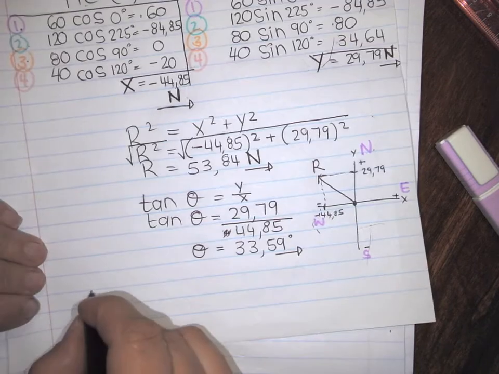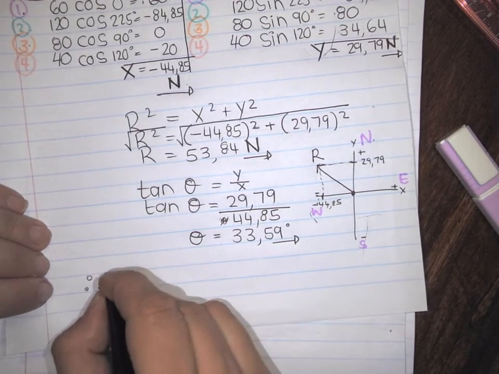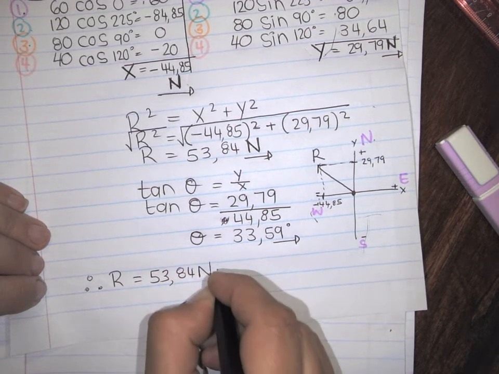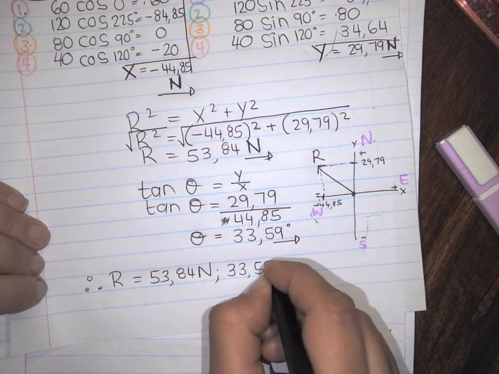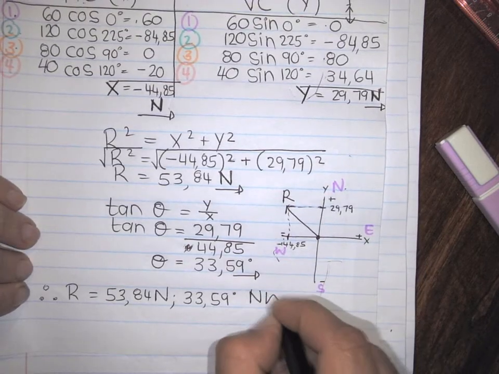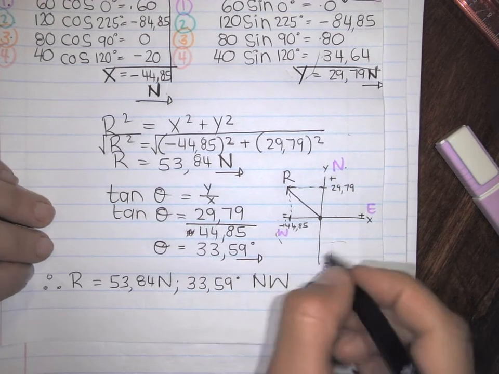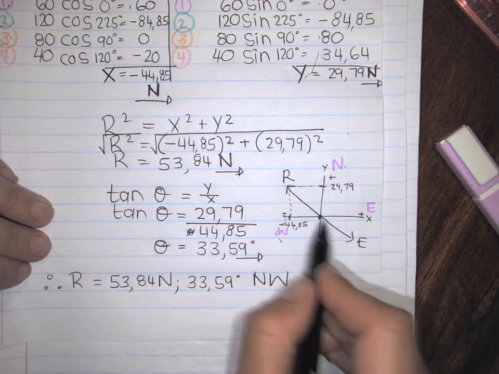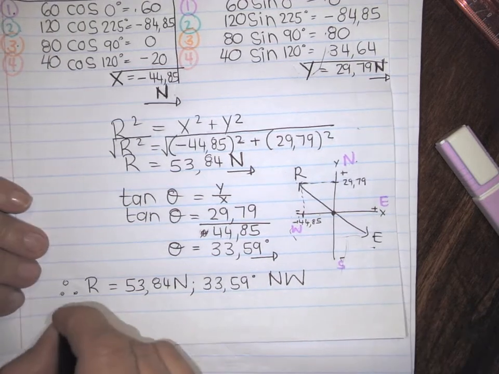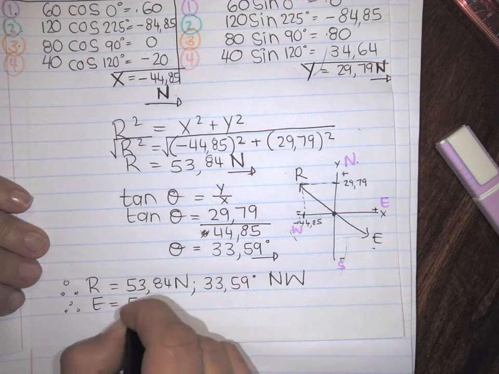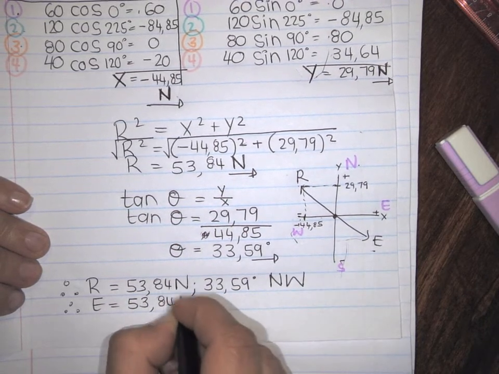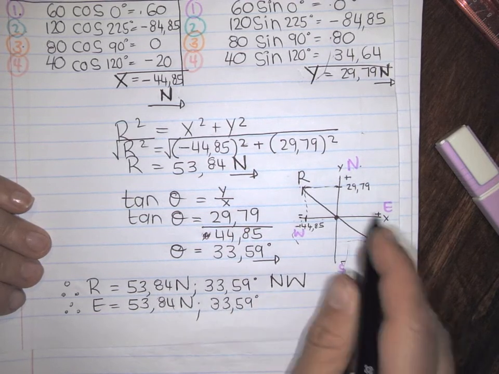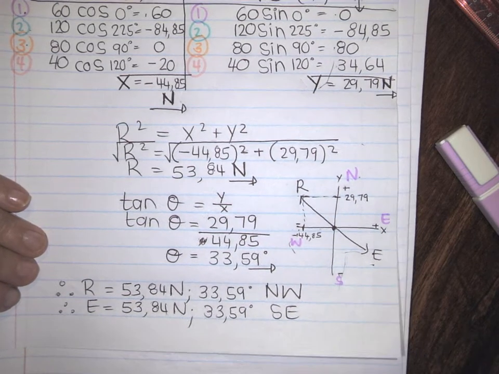So when you write the answer now at the bottom, you say the resultant force equals 53,84 newtons, 33,59 degrees northwest. Okay. And if they ask for the equilibrant force, it's the same size, same angle, but it's in the southeast direction. So you write it like this: 53,84 newtons, 33,59 degrees southeast. And that's it.